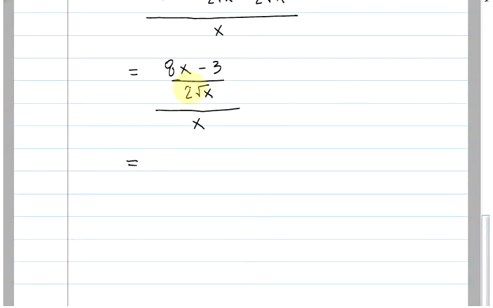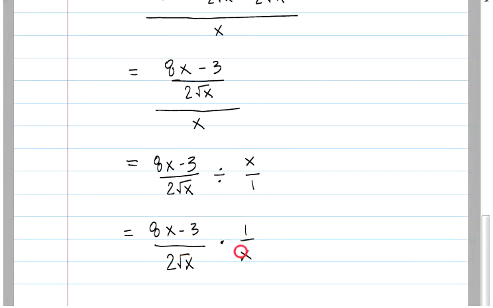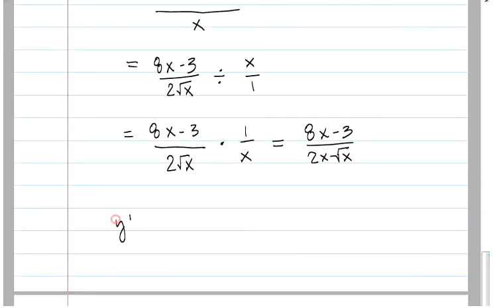Okay, now we've got 8x minus 3 over 2 square root of x, all divided by x, which we can rewrite as 8x minus 3 over 2 square root of x divided by x over 1. And then to divide with fractions, remember we multiply by the reciprocal. So we can change this to 8x minus 3 all over 2 square root of x times 1 over x, and that gives us an answer of 8x minus 3 over 2x square root of x. And believe it or not, that is your final simplified answer. So the derivative of our function is 8x minus 3 all over 2x square root of x.